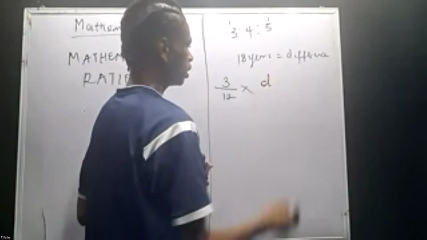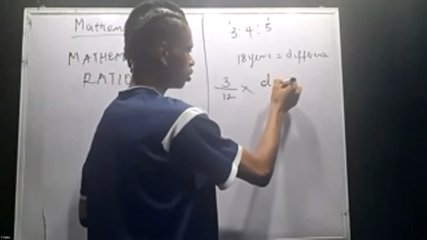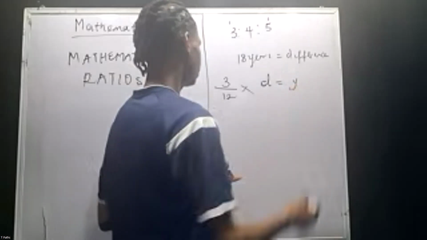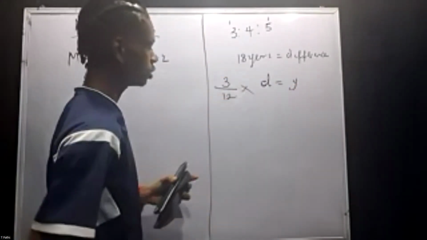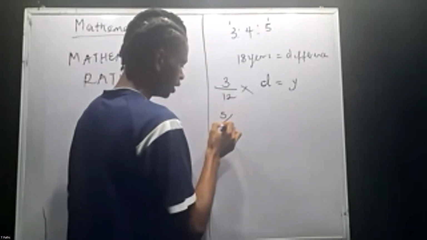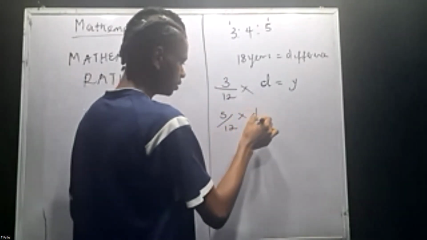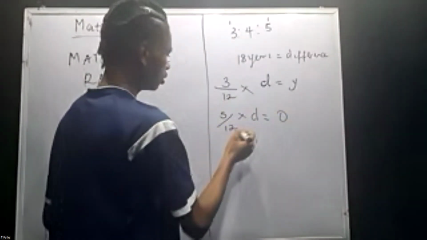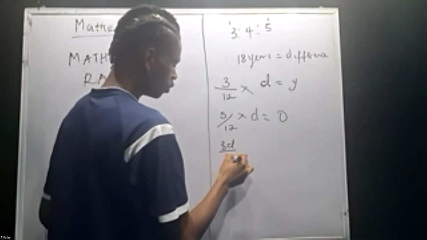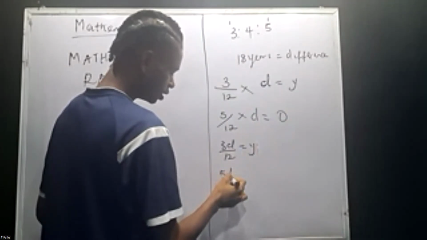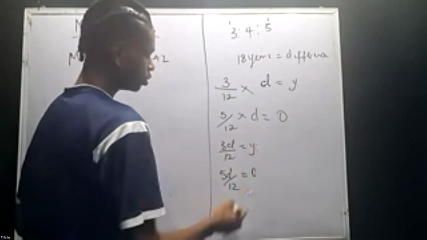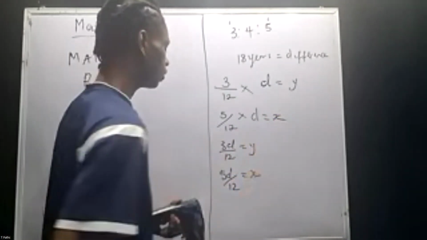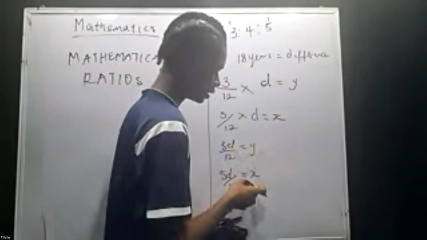The sum of the ages of the three men is D. I'll take the age of the youngest one as Y. The age of the oldest, 5 divided by 12 multiplied by D, is equal to O. So I have these two: 3D divided by 12 is equal to Y, and 5D divided by 12 is equal to O. This is O, not zero, let me use another letter. I'll use X instead. This is the age of the youngest, this is the age of the oldest.